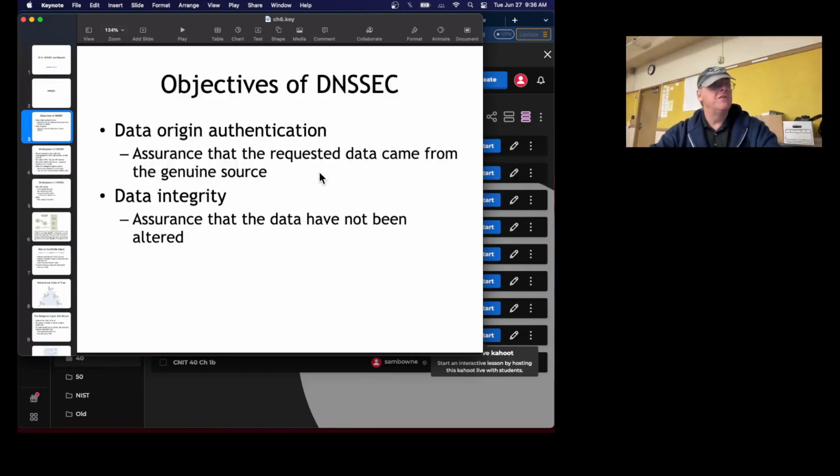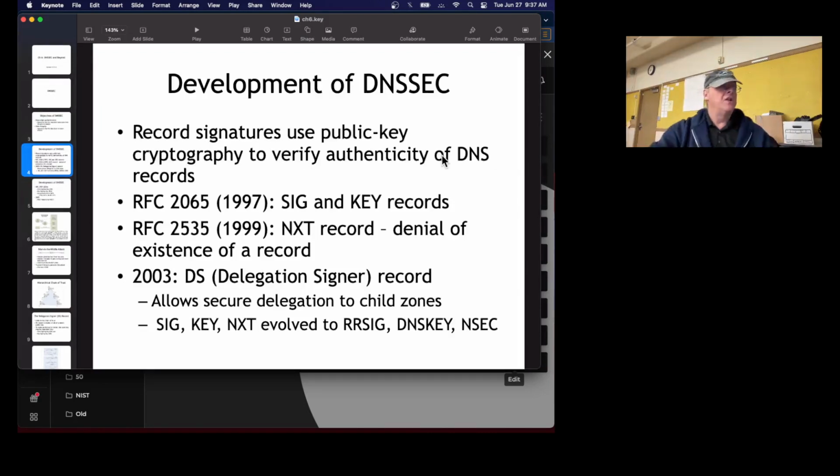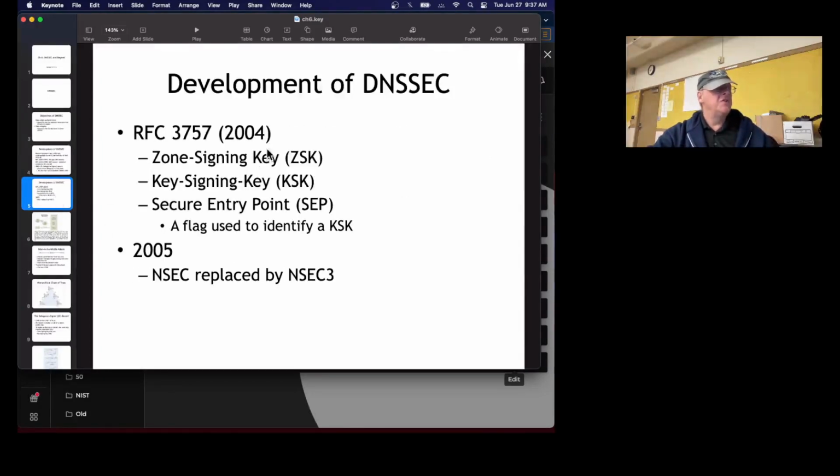So the objective is to verify that the data you receive as a server from another server comes from a genuine, trusted source and hasn't been altered. It started in '97 and continued with a lot of changes. The next record was the first authenticated denial, and then you had a delegated signer record, which lets you delegate to child zones. It continued to develop in 2004 and 2005, as it kept on changing.